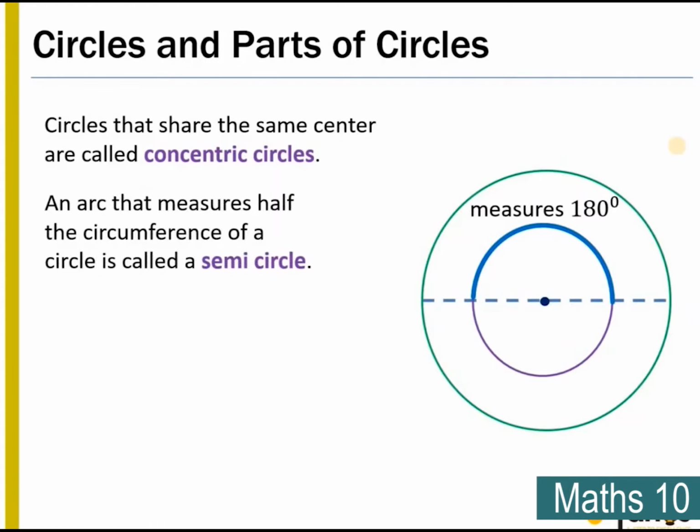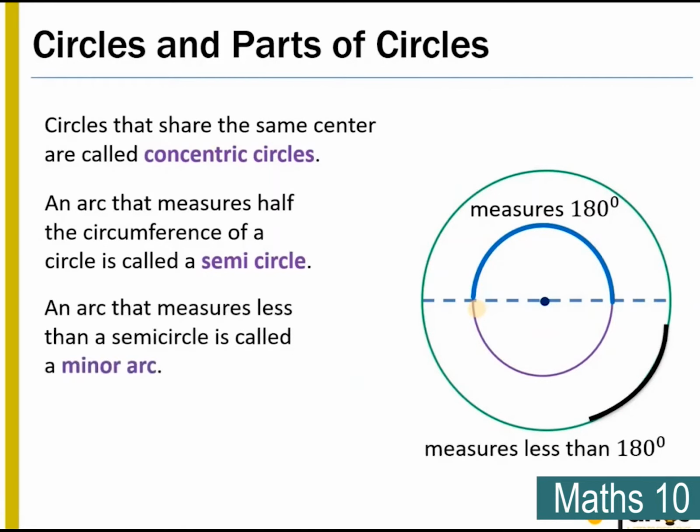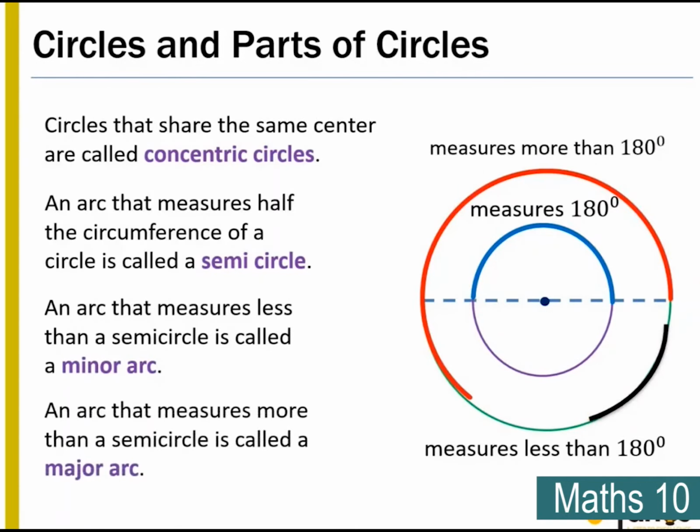An arc that measures half the circumference of a circle is called a semicircle. So this here is a semicircle, and it measures 180 degrees because it's half of 360 degrees. An arc that measures less than a semicircle is called a minor arc. For example, this one here.